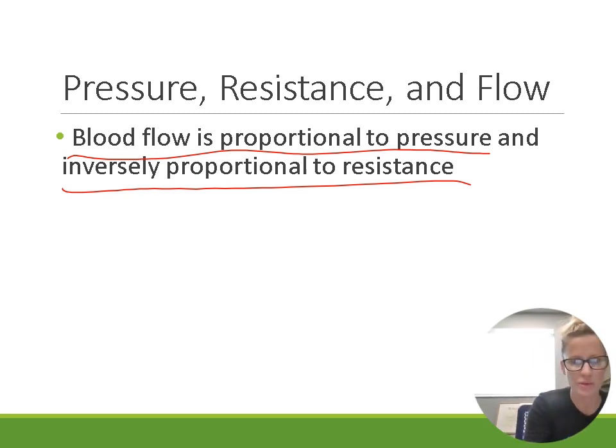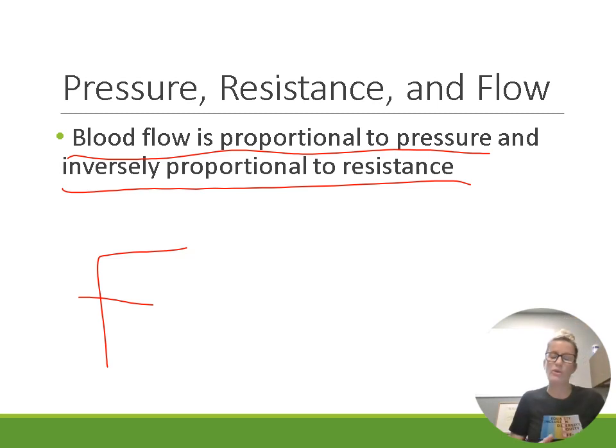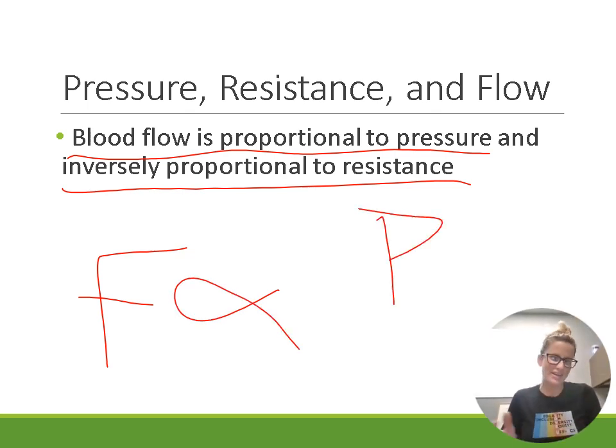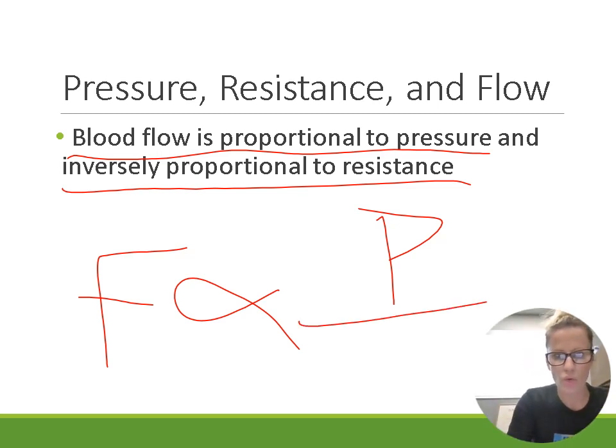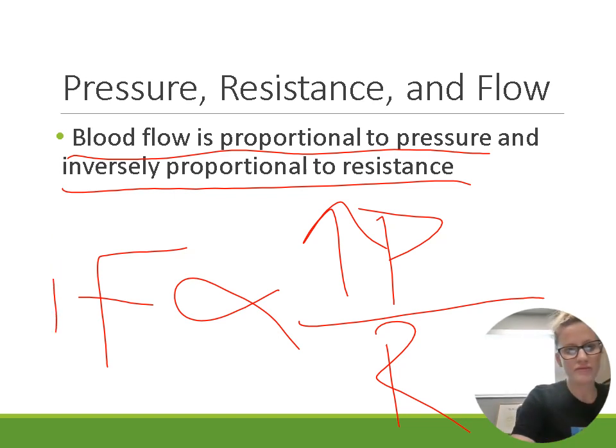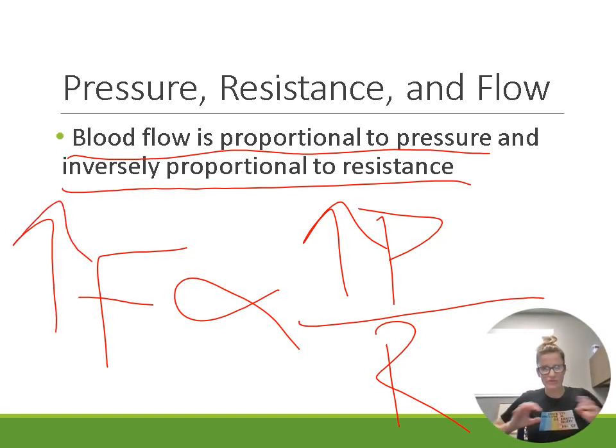Remember the little formula we write is flow, the amount of blood flowing through the tissues, through the capillary beds, is proportional to pressure. Technically, it's the pressure gradient, the change in pressure, over resistance. Again, technically we would say total peripheral resistance. But because we're saying it's proportional to pressure, that means if pressure goes up, blood flow goes up. Makes sense. If you have more pressure pushing something forward, you're going to have more flow.